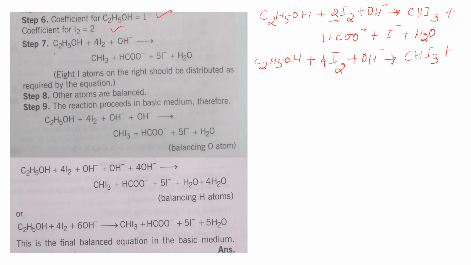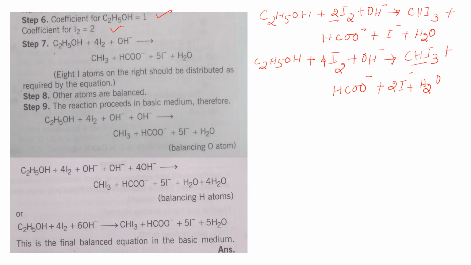plus HCOO minus plus, this iodine has to be multiplied by 2, so it is 2I minus plus H2O. Now I have not multiplied this CHI3 by 2, but iodine is not balanced now. Please see in the left hand side.